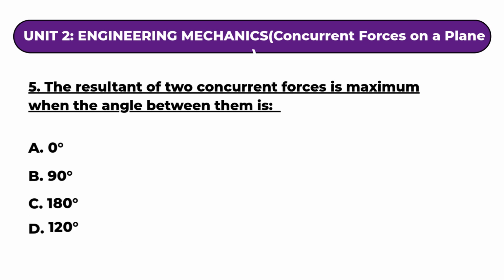The resultant of two concurrent forces is maximum when the angle between them is: A. 0 degrees, B. 90 degrees, C. 180 degrees, D. 120 degrees. Correct answer? A. 0 degrees.